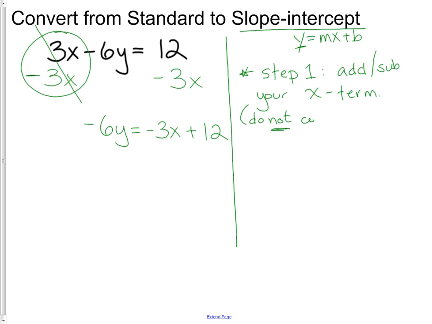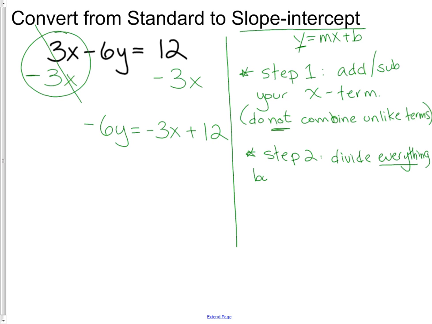Do not combine unlike terms. Step 2, you're going to divide everything by the y coefficient. Or in other words, the number in front of the y.